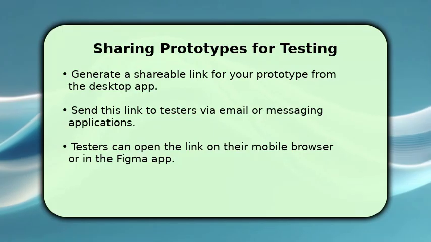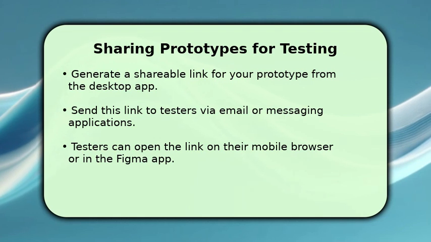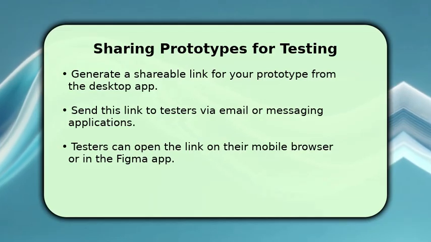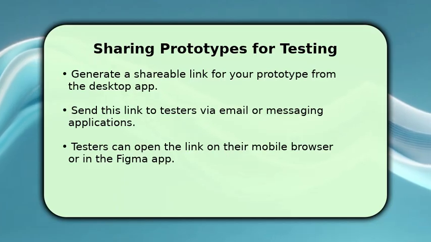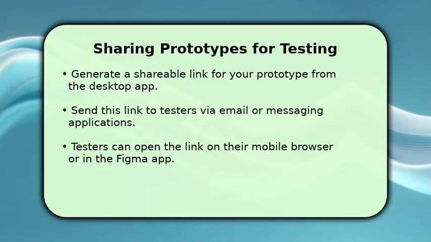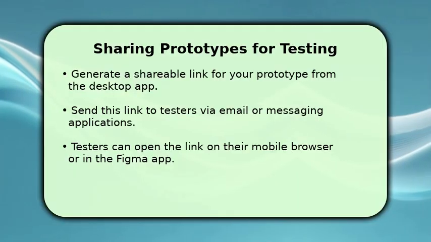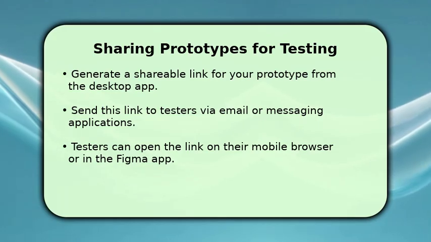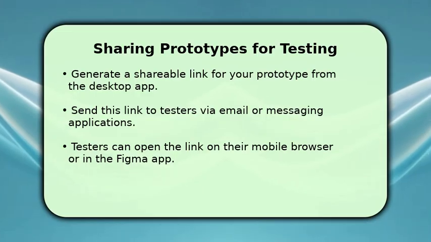To share your prototype with others for testing, generate a shareable link directly from the desktop Figma application. You can then send this link to your testers through email, messaging apps, or any preferred communication channel. Testers can open the link on their mobile browser or within the Figma app itself, experiencing the prototype as if it were a native application. This method allows for widespread testing and gathering valuable feedback from a diverse group of users, regardless of their location.